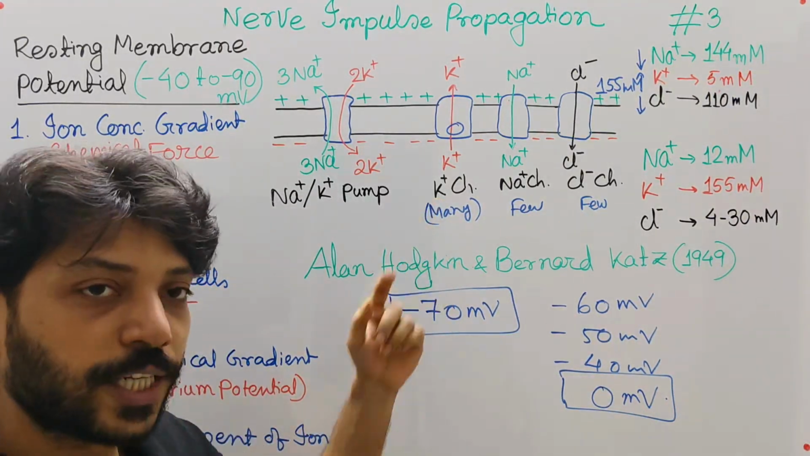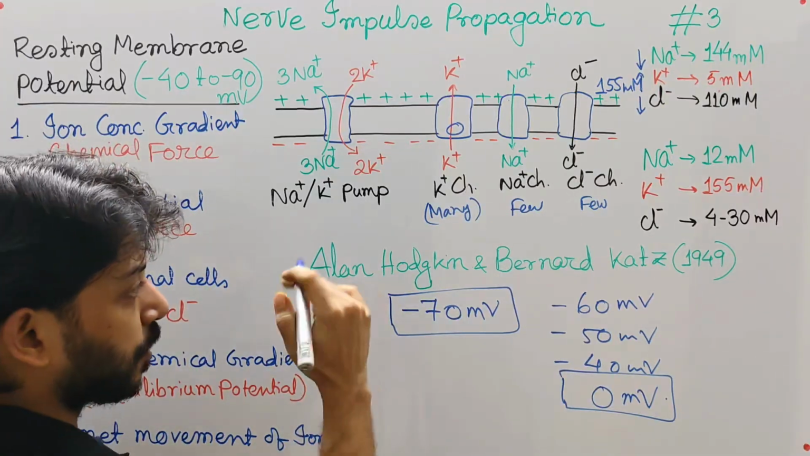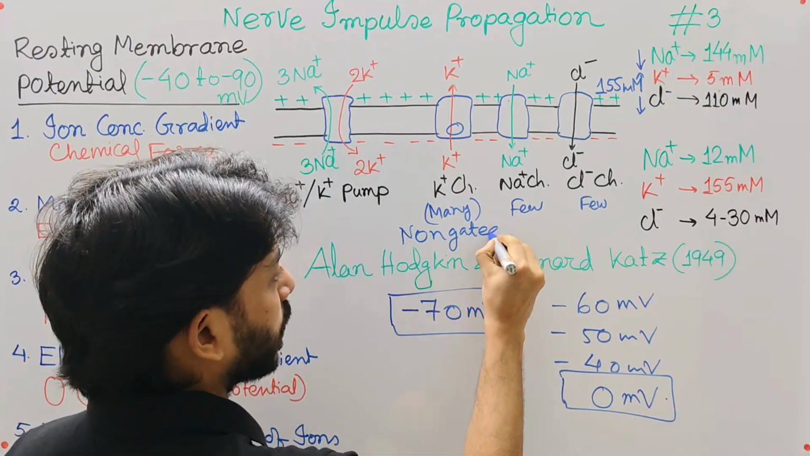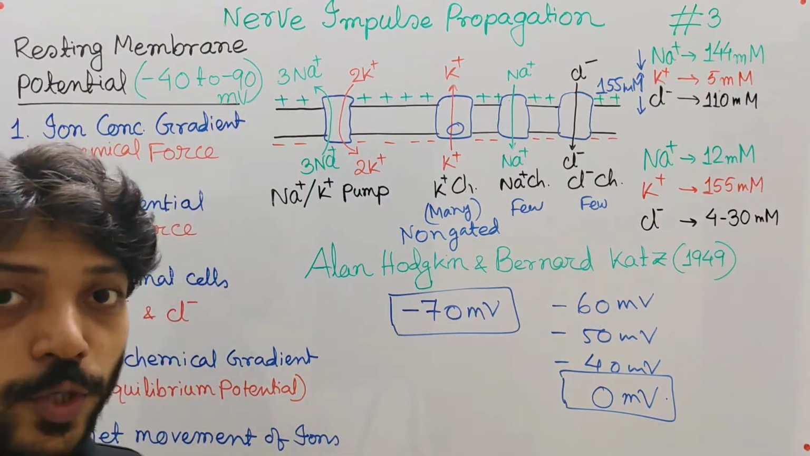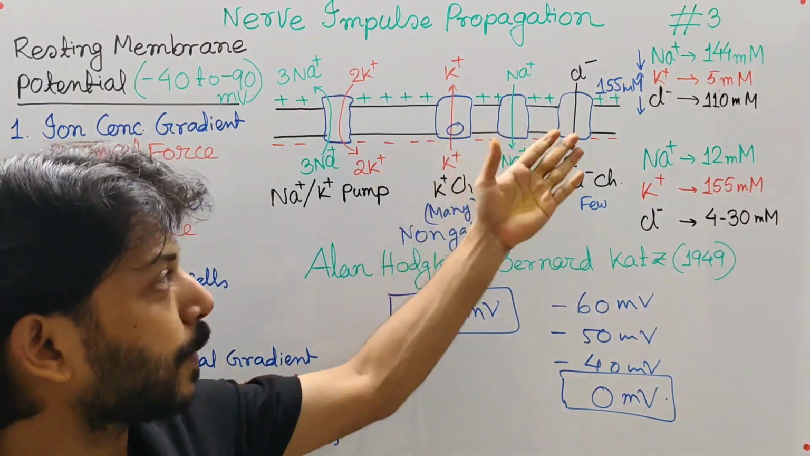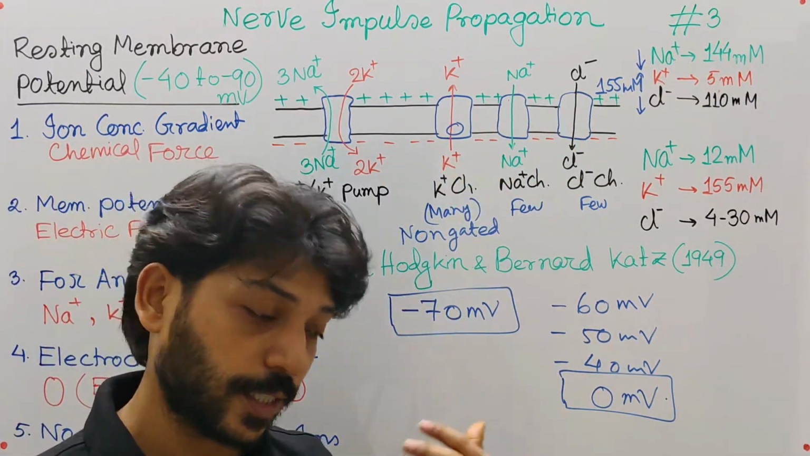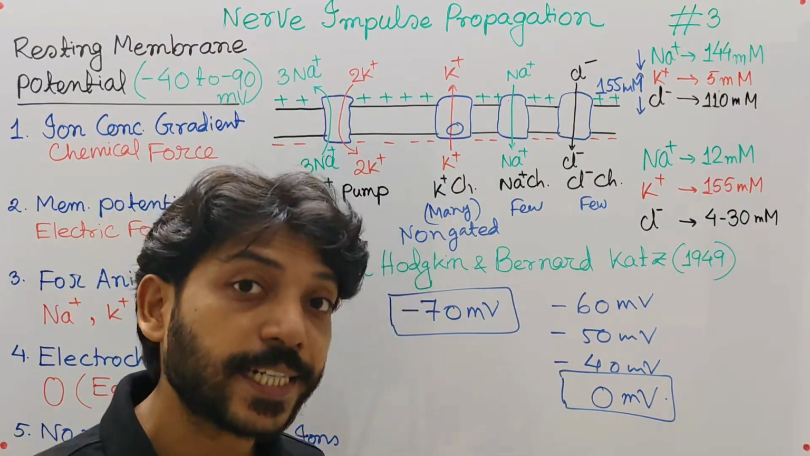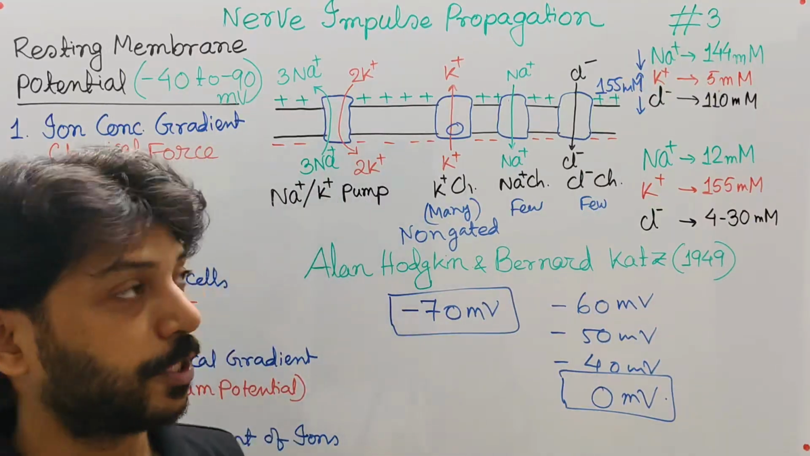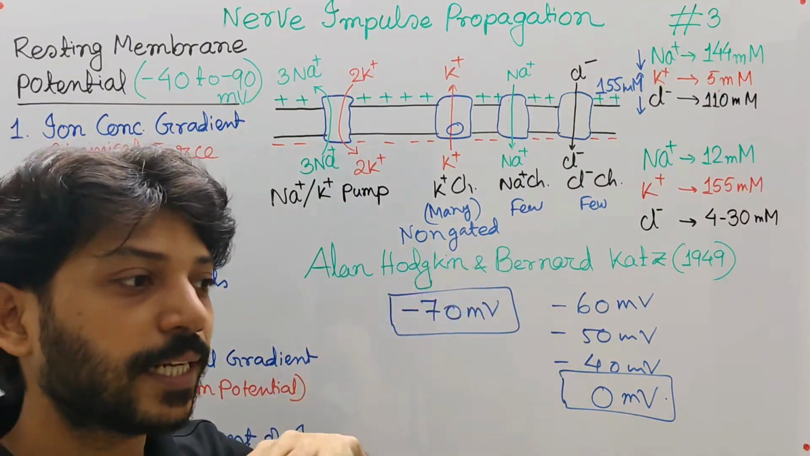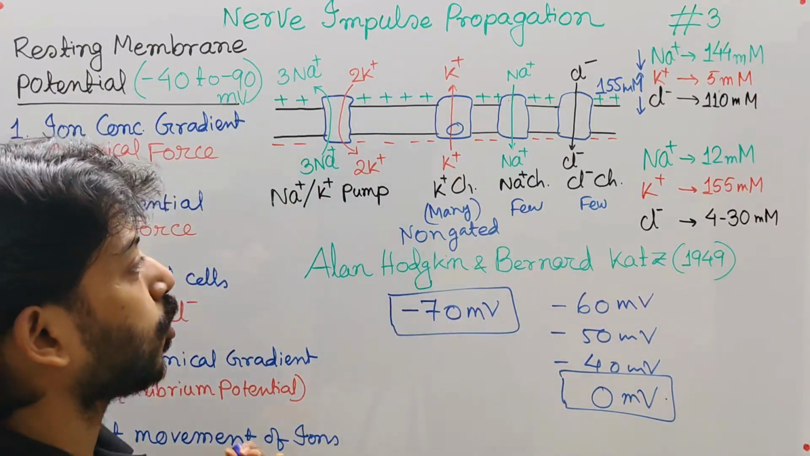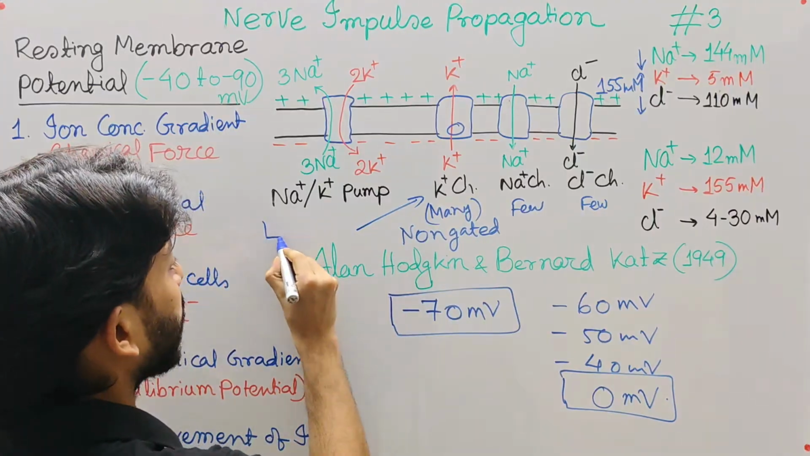Now these channels, potassium channels, are called non-gated potassium channels. Remember this, non-gated. Why? Because these channels' opening and closing does not depend on voltage or ligand or mechanical stress. Because in the plasma membrane there are different types of channels also present, called gated channels, that are regulated by voltage, ligands or mechanical stress. But these channels are non-gated. That means they do not depend on external force. So they remain open.